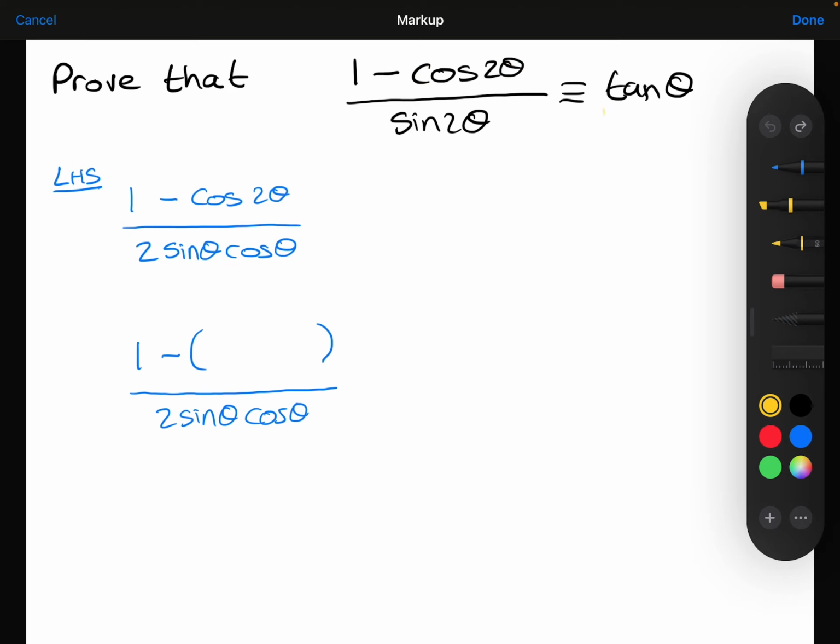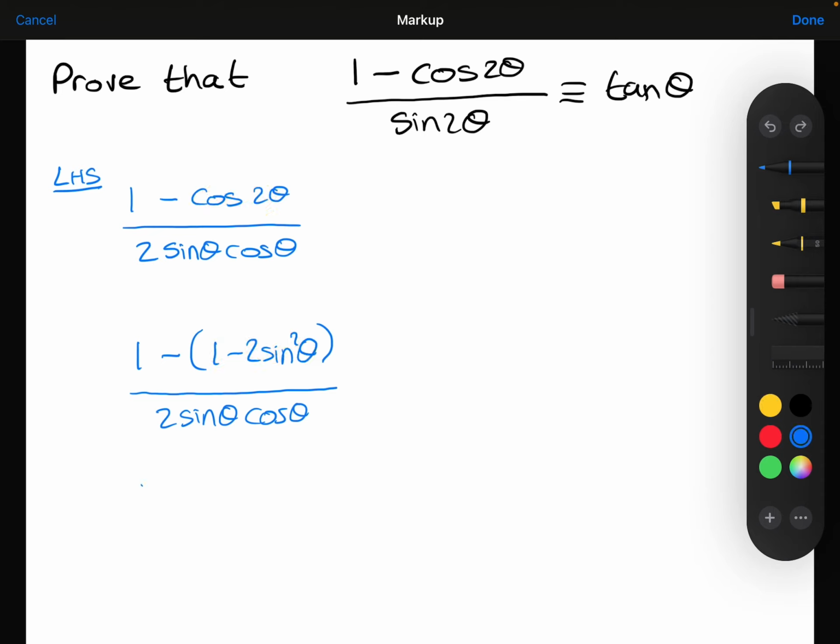Now in this case, we're trying to end up with tan theta, which I know is sine over cos. So I would quite like to have sine on the top of my fraction. So I think that the 1 minus 2 sine squared version, remember this is the same thing as this, I think that will probably be the better option in this particular situation.